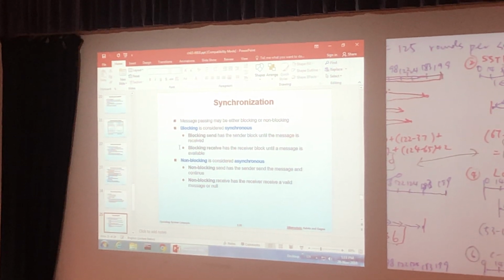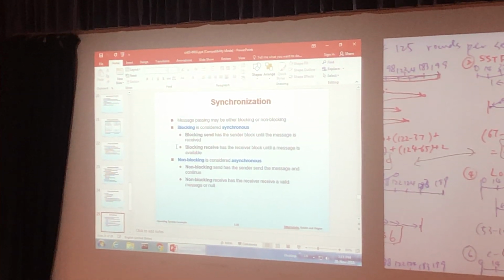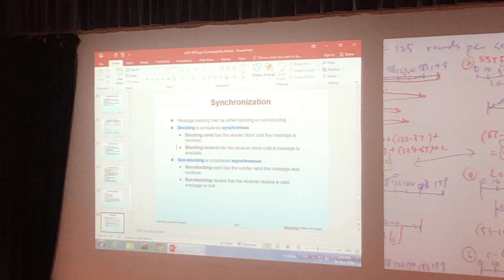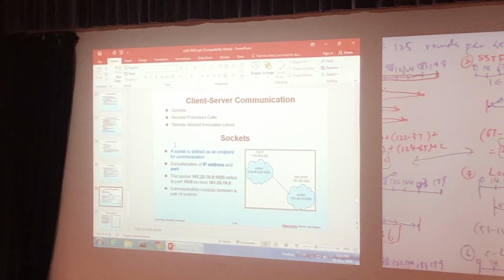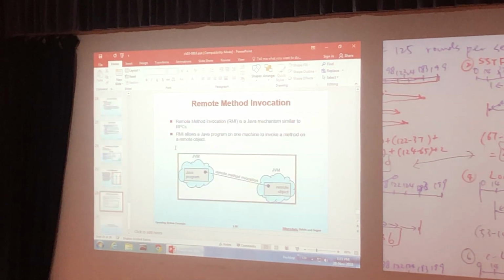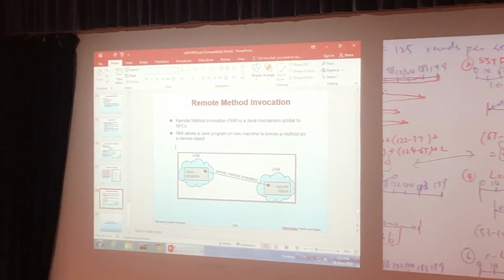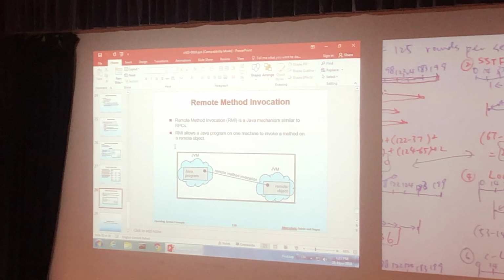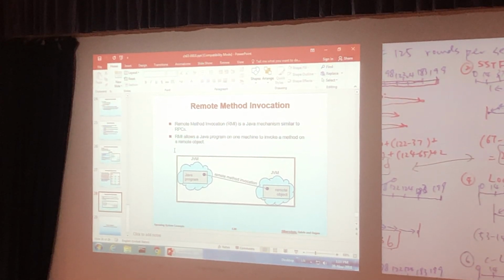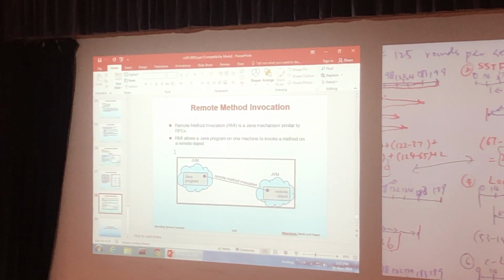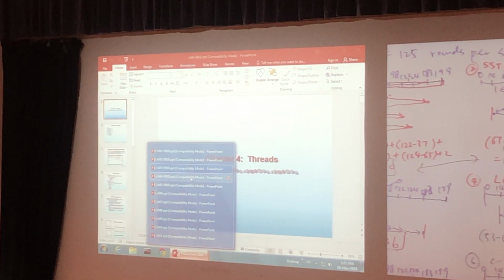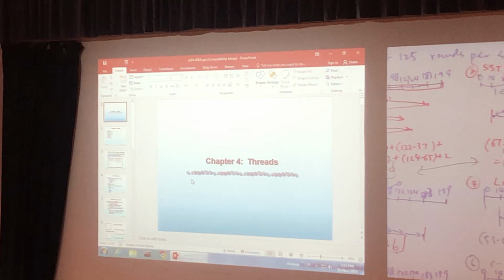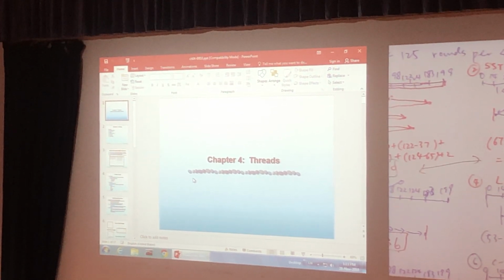Don't worry about synchronization here, because in chapter 6, we spend a whole chapter on synchronization. We can remove slides 26, 27, 28, because again, all these examples are for your information, not for the exam. Chapter 4, then, follows up on process, and then we move on to thread.